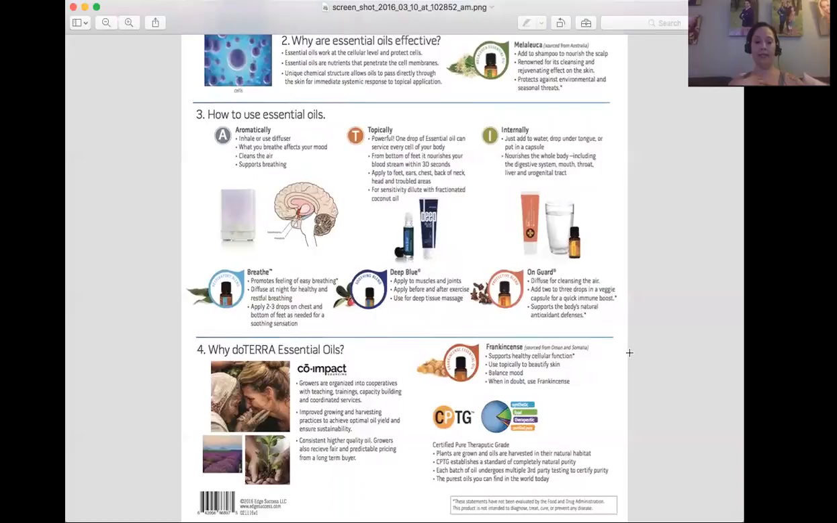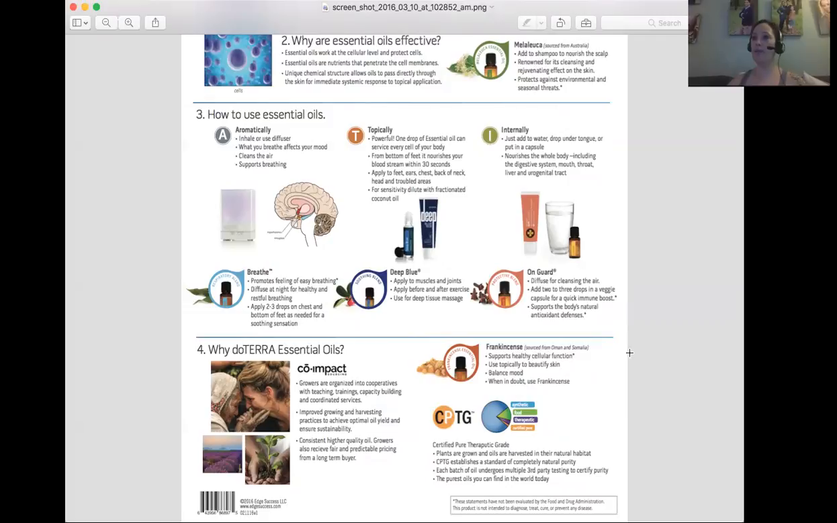So another thing that doTERRA does that touches my heart is they do what's called co-impact sourcing. So like I said, essential oils are grown in multiple different areas in which they grow in their most natural state. And the cool thing that doTERRA does is they give back, which we don't do enough of in this world, right? So they help the growers and the cooperatives and everybody that's involved in other countries that we use their soil and their climate and their habitat, and we need people to be able to take care of those plants in the most natural way, and we need to be able to train them and educate them on the way to do it right.